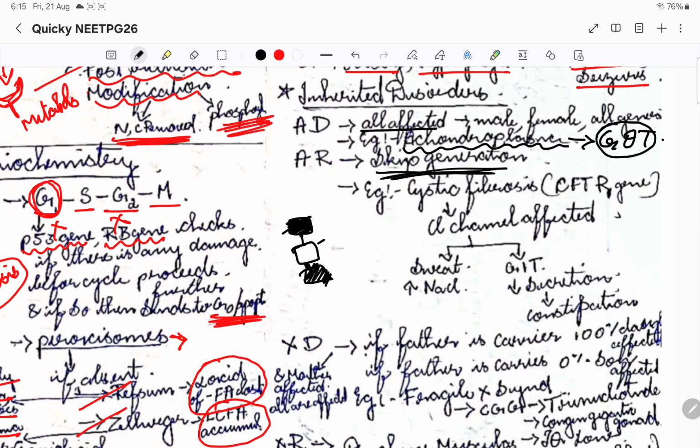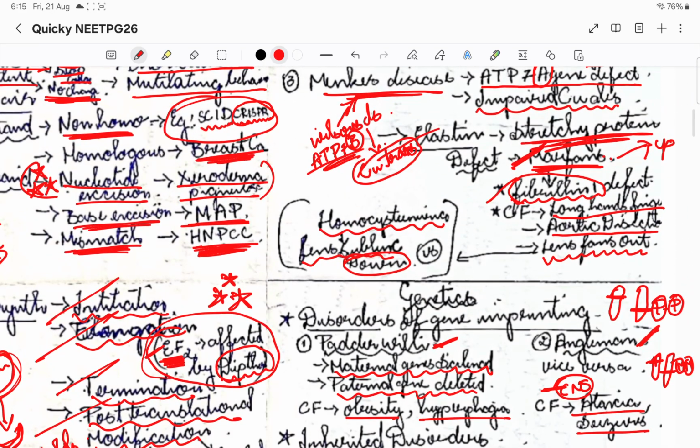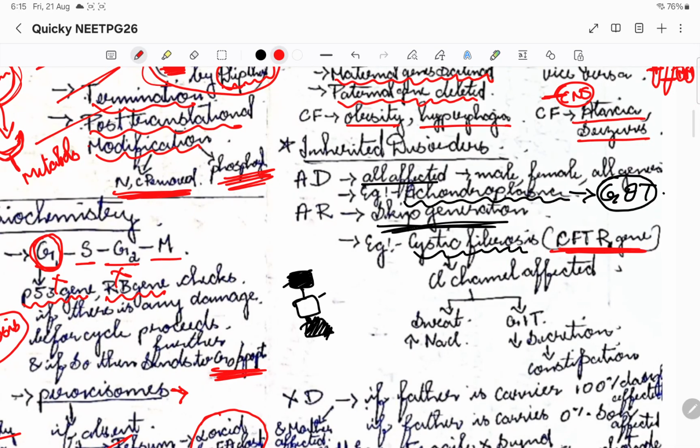When it comes to autosomal recessive, there is skipping of generations. One of the best examples is cystic fibrosis. What is cystic fibrosis? There is a CFTR gene defect. Remember only the genes I tell you to remember, and if you want, make a sticky note for all of them. I told you Marfan syndrome was the fibrillin gene. And when it comes to cystic fibrosis, it is the CFTR gene defect.